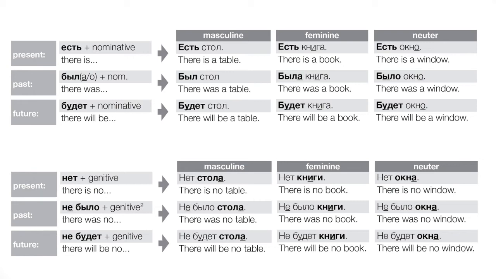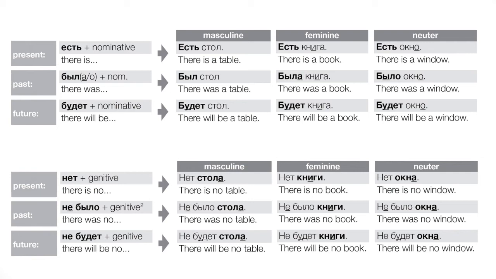So anyway, these are ultimately extremely simple, very basic expressions in Russian, but they can be a little hard to wrap your head around. Hopefully you're more comfortable with it now than you were in book one. Okay, so again, three tenses, three genders. Нет стола, нет книги, нет окна. Не было стола, не было книги, не было окна. Look at how the verb doesn't change there.